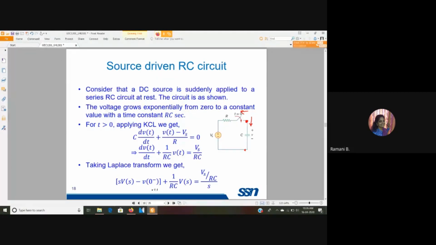So for the current through the capacitor, we have C into dV/dt, and for the current through the resistor, we have (V(t) minus Vs) divided by R, because applying KCL at this particular node, we have the equation V(t) minus Vs by R, so that is equal to 0. Now simplifying the equation, making the first order term have coefficient 1, you will have dV/dt plus 1/RC V(t) equal to Vs/RC.